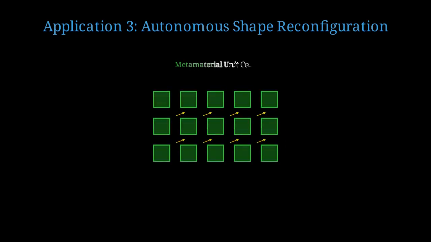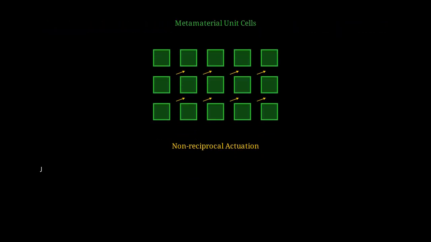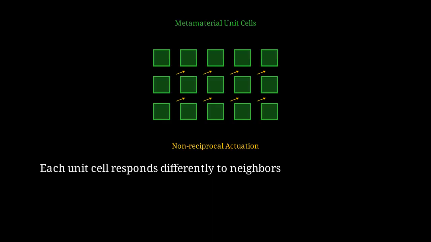The third major application is creating materials that can autonomously reconfigure their shape in response to stimuli. A metamaterial made of unit cells with non-reciprocal actuation can reconfigure from one shape to another, following programmed pathways that depend on the direction of applied stress. Each unit cell responds differently to forces from different neighbors. This asymmetry allows complex collective transformations that wouldn't be possible with reciprocal interactions.